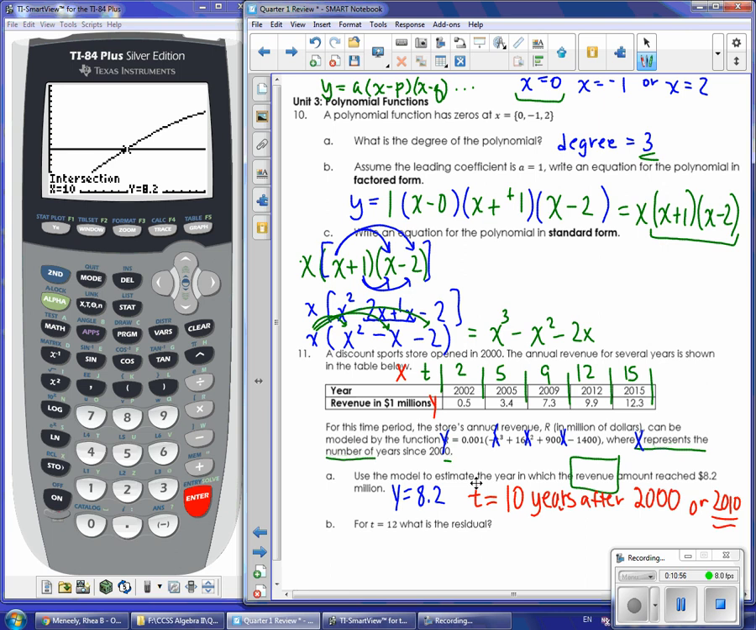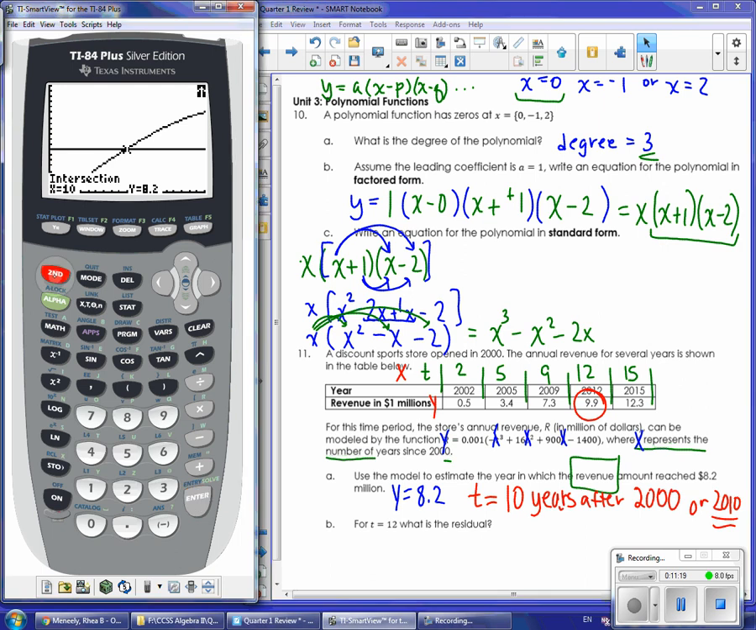In letter B, it says for t equals 12, what is the residual? And it's very important on the exam that you guys remember what a residual is. It's the difference between the actual value. So the actual value in the table is 9.9. It's the difference between that and what the equation will predict when t is 12. And so this time I don't need to use my graph. I can actually do this on my home screen.